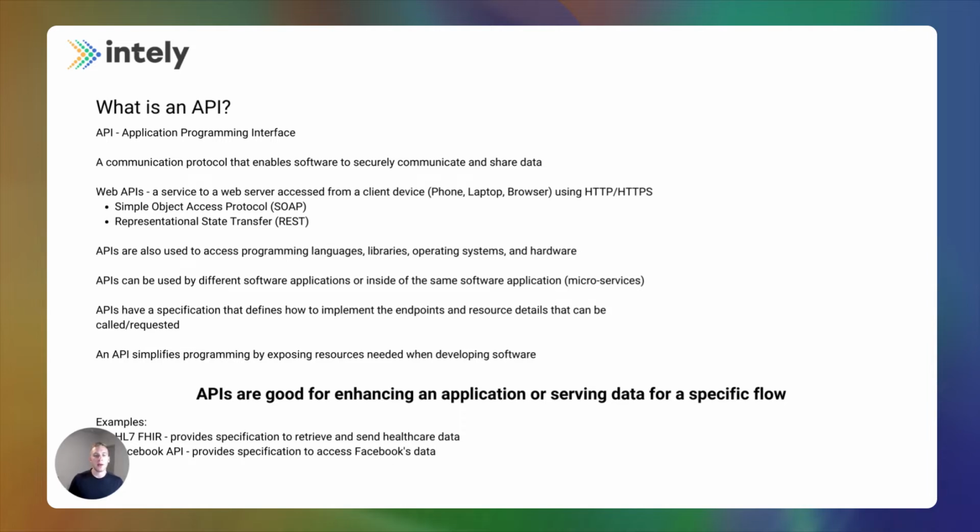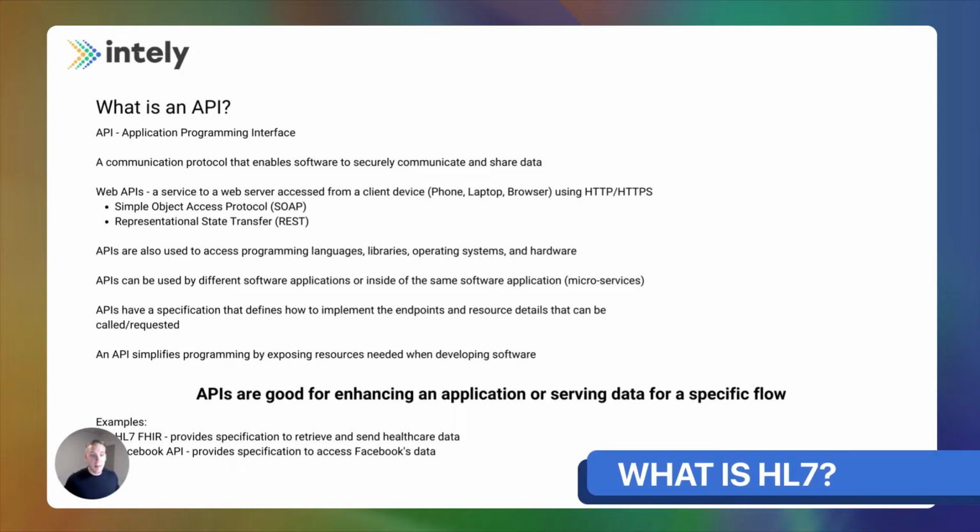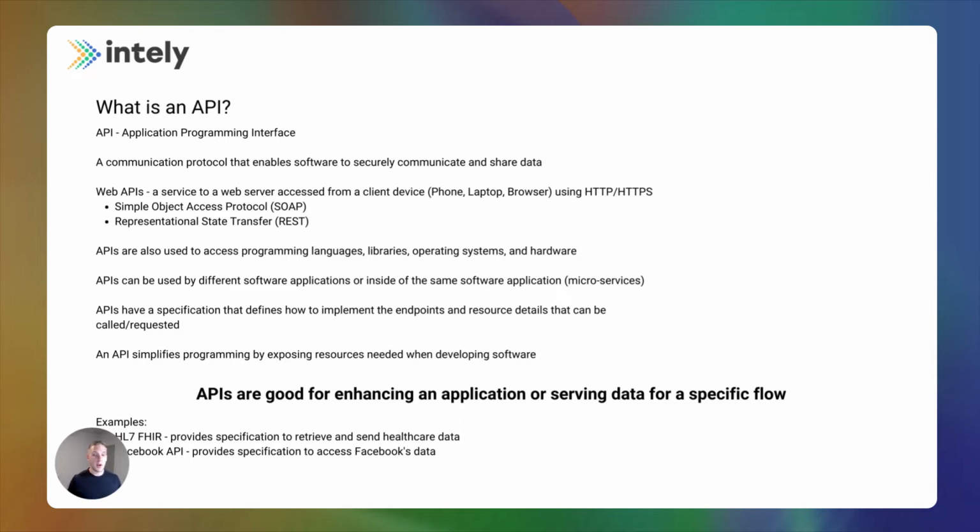What's an API? An API is an application programming interface, which is a basic communication protocol that enables software to communicate and share data between applications or within a single piece of software, such as different microservices that are loosely coupled together and access each other via APIs.